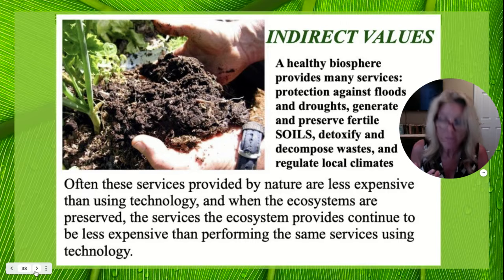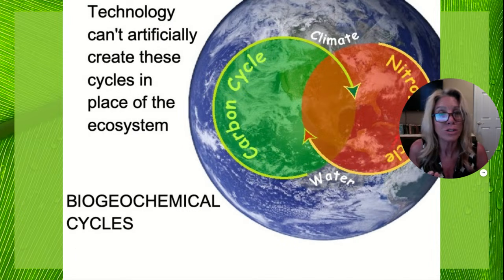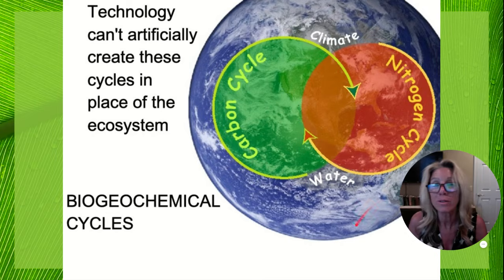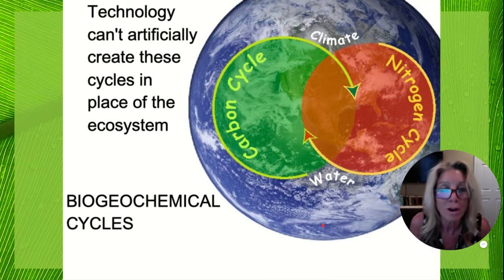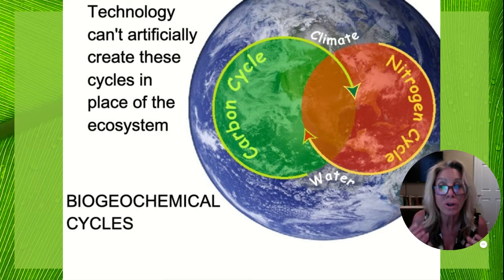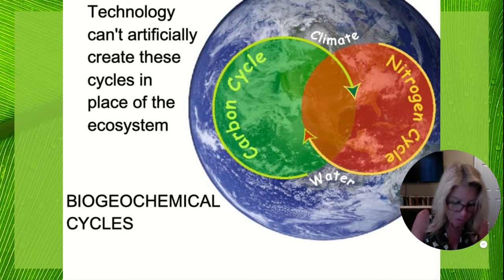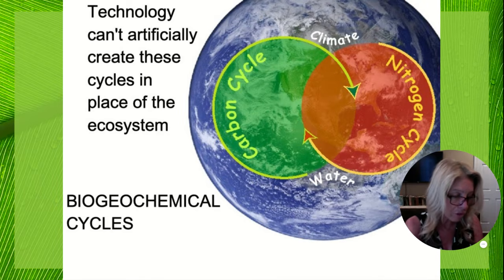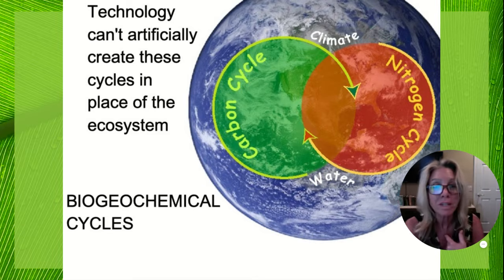So a few indirect values. One is all the biogeochemical cycles, and we've learned about those: the nitrogen cycle, the carbon cycle, water cycle, phosphorus cycle. We cannot generate these artificially well, so we need to keep those organisms that are part of those cycles around. So biogeochemical cycles contribute to water, carbon, nitrogen, and phosphorus cycles that we depend on. Just selfishly, we want to keep these going.